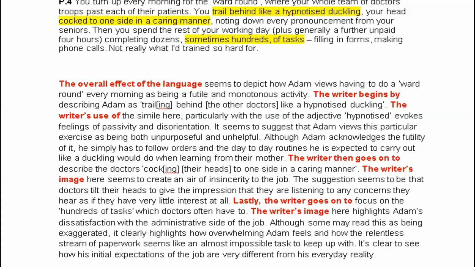Lastly, the writer goes on to focus on the hundreds of tasks which doctors often have to do. The writer's image here highlights Adam's dissatisfaction with the administrative side of the job. Although some may read this as being exaggerated, it clearly highlights how overwhelming Adam feels and how the relentless stream of paperwork seems like an almost impossible task to keep up with. It's clear to see how his initial expectations of the job are very different from his everyday reality.